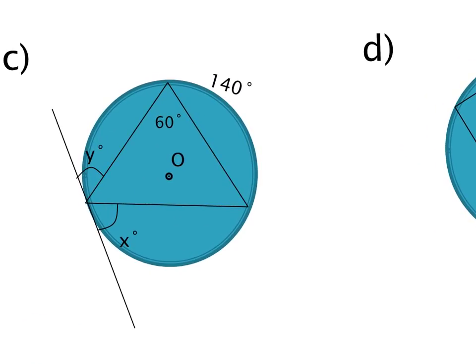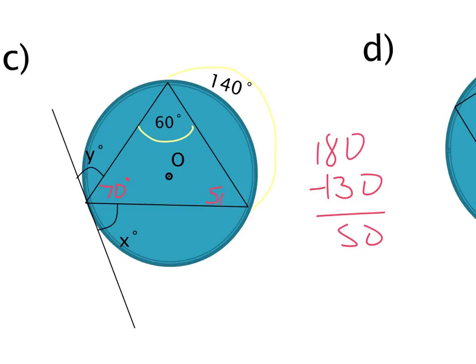So in this diagram, I know that this is 60 degrees, and this arc is 140 degrees. Where can you go from there? Evan. You know that the one angle is 70 degrees, so this would be 70 degrees. And then the triangle has to add up to 180. Okay, so 70 plus 60 is 130. Subtract that from 180. 50. So this angle is 50 degrees.